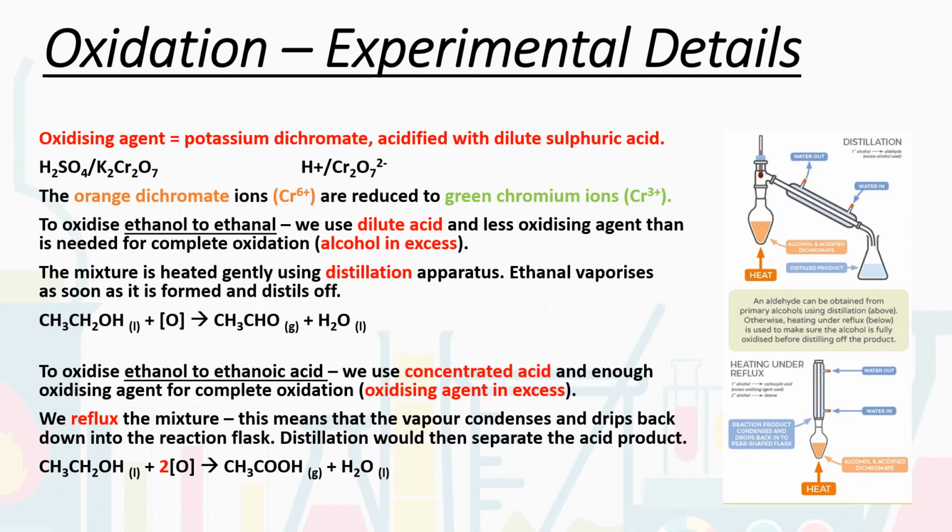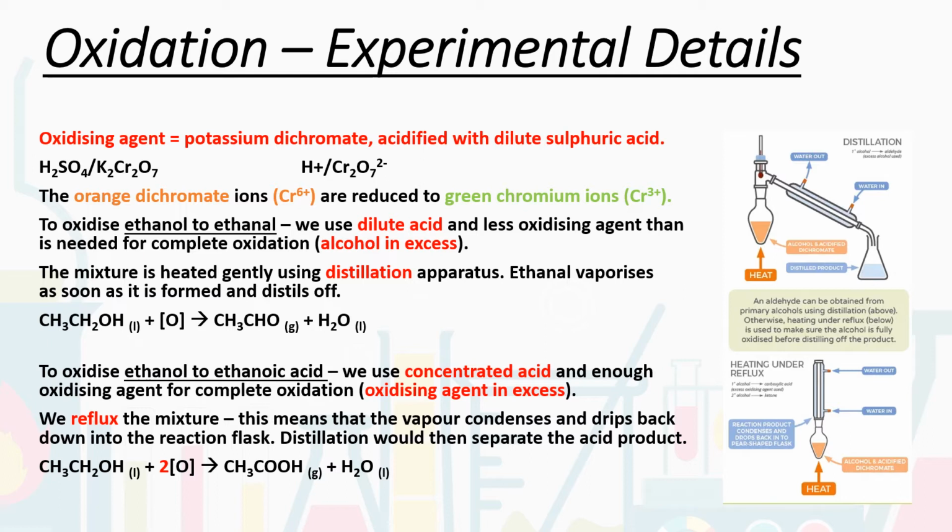If we wanted to go the full way to oxidize the ethanol to ethanoic acid, we now use concentrated acid and enough oxidizing agent for a complete oxidation, i.e. we put the oxidizing agent in excess. It means that we're going to oxidize absolutely all of our alcohol. And the key experimental detail is that we reflux the mixture now rather than distill it. In distilling, we heat it, and as soon as the thing with the lower boiling point forms, it's collected in the condenser, condenses and is taken away straight away.